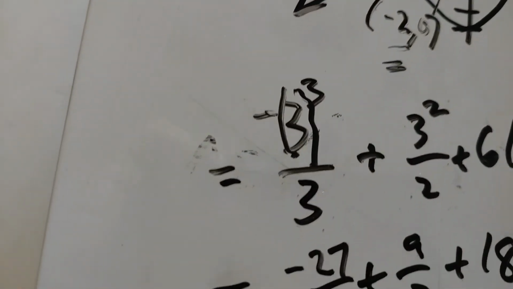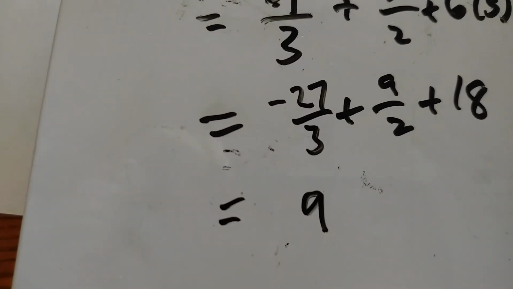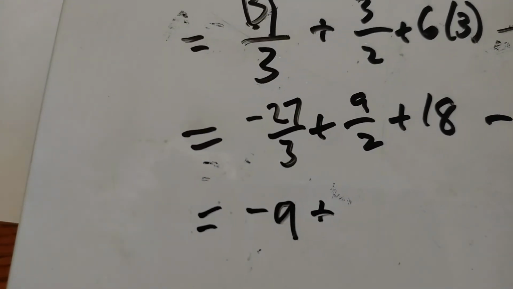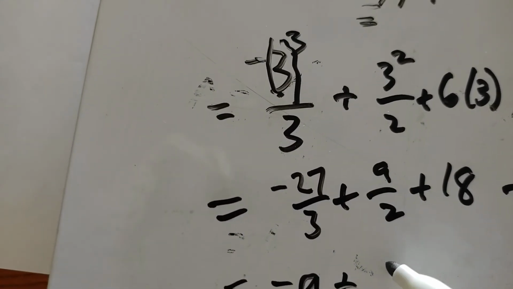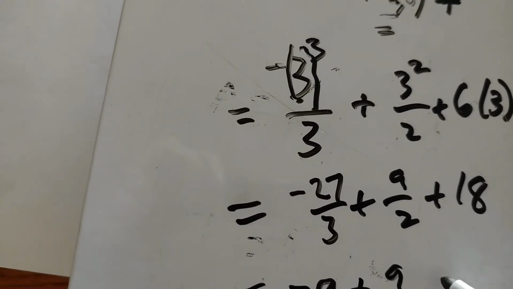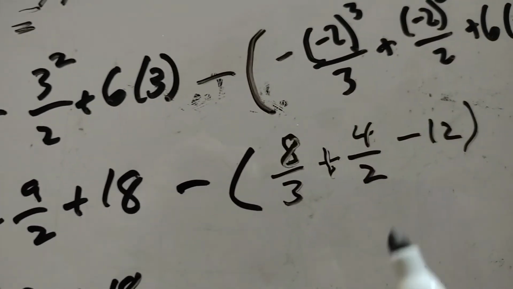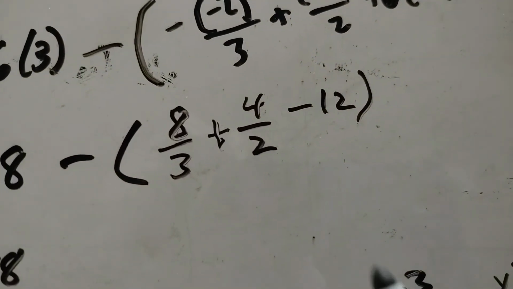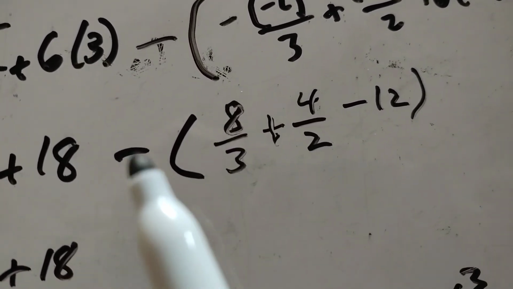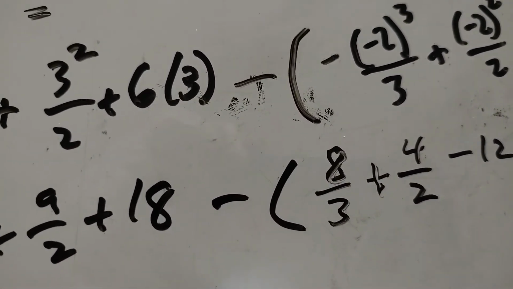So this is going to equal negative 27/3. Well, 3 goes into 27 9 times, but don't forget to write the negative. Plus, I'll just write 9/2. I could write 4.5 as well. Plus 18. And now, I'm just going to distribute the negative here. I could also do the work in the parentheses first, then go minus that. Or you can just distribute the minus to clear the parentheses. I'll do it that way. Either way, you get the same answer.